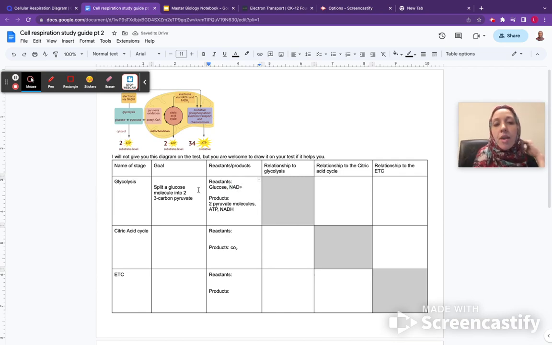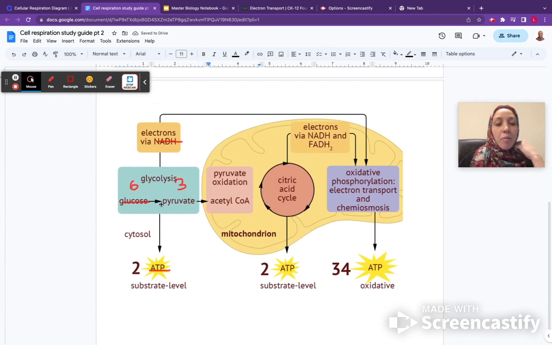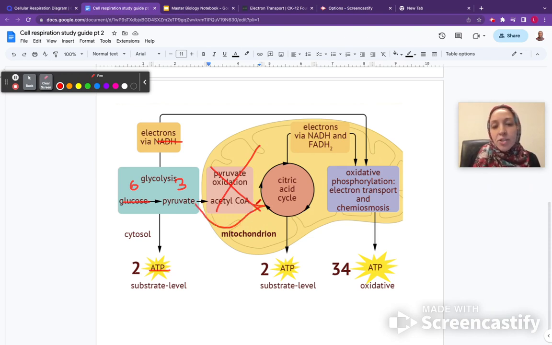Okay, now that we have talked about what is happening in glycolysis, starting with the glucose molecule and splitting it into 2 pyruvate, let's move on to the citric acid cycle. This thing here is just telling you how pyruvate changes before it gets to the citric acid cycle. For our purposes, we do not need to worry about it. So where does this pyruvate go now? We've made this pyruvate. Where does it go? It goes to the citric acid cycle.